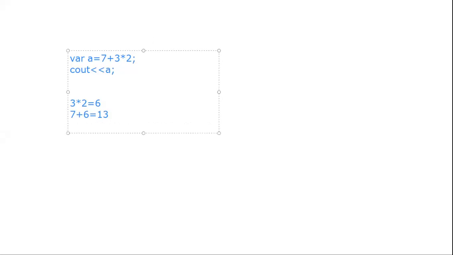It will not perform in the sequence which we have given, that is, it will not perform 7 plus 3, 10, and 10 multiplied by 2, 20. So it will not be the output for this. So what is the sequence? It will perform according to the precedence. With this precedence, there is higher precedence on the multiplication side. So this precedence we cannot change.